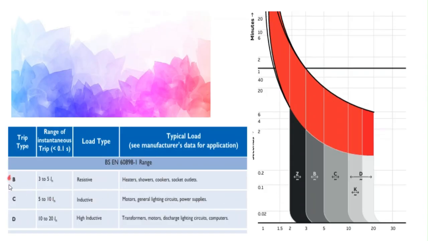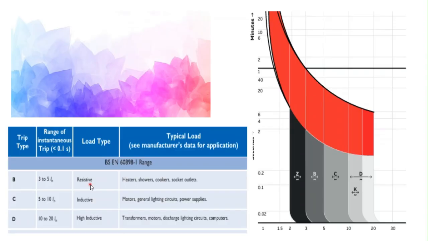Now let us understand what it means. Type B means it's a resistive load. This device is good to use for resistive load. Resistive load means maybe the heaters. Heaters are the resistive load. And type C and type D are good for inductive and highly inductive load.